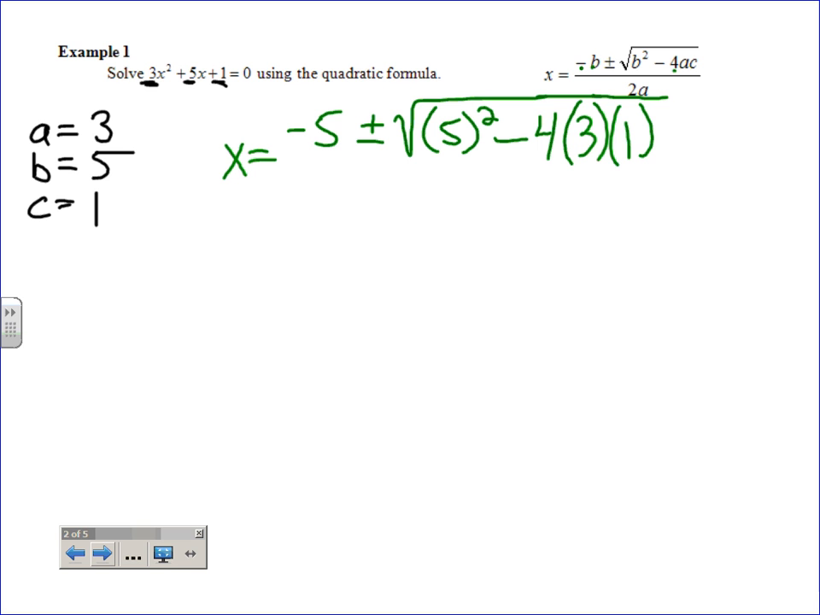Now here's what some people do wrong. They say divided by, and that's all they divide by. Actually, it's everything. Notice how I stopped there? You want to actually put your division over everything. And it's 2 times whatever a happens to be, which is, in this case, 3.